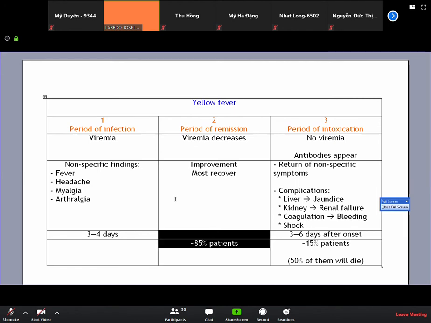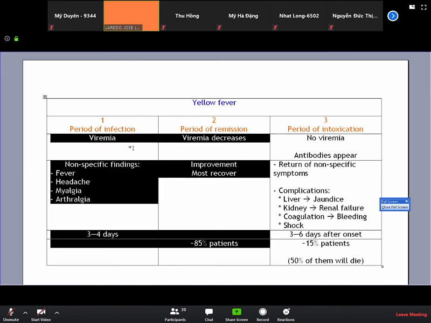Most patients stay here. So this is a picture of yellow fever. This is clinical medicine, this is not microbiology. And this is not very important for you because we don't have yellow fever in Vietnam, okay? But I have to explain you a little. So we go back to the presentation.